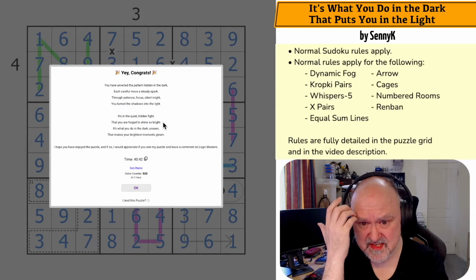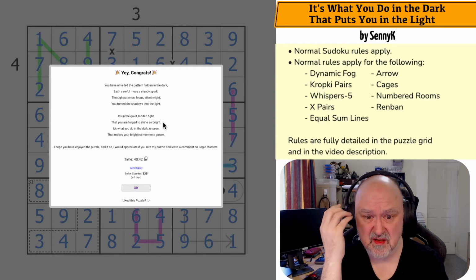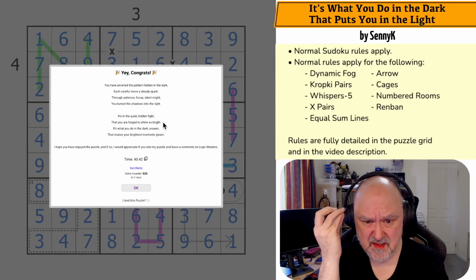You have unveiled the pattern hidden in the dark. Each careful move a steady spark. Through patience, focus, silent might, you turn the shadows into light. It's in the quiet, hidden fight that you are forged to shine so bright. It's what you do in the dark unseen that makes your brightest moments gleam.